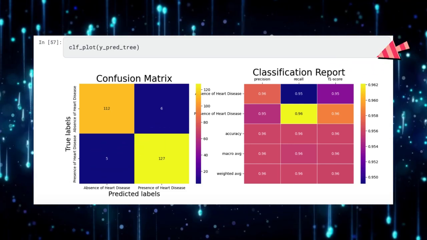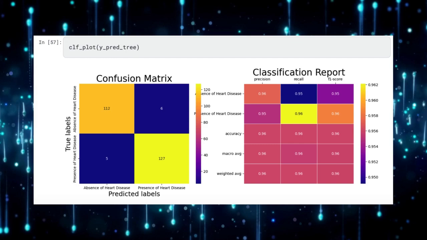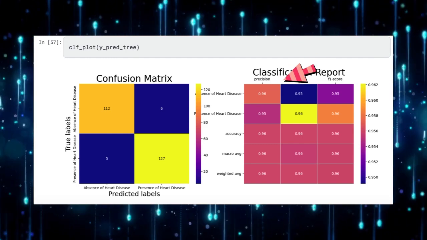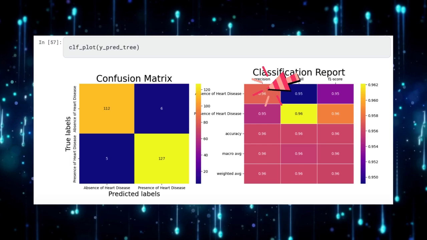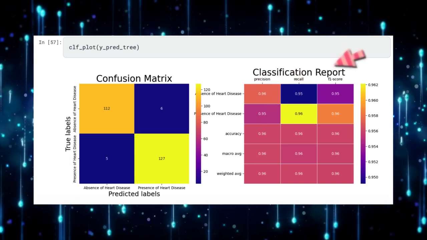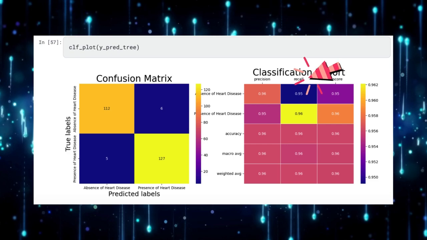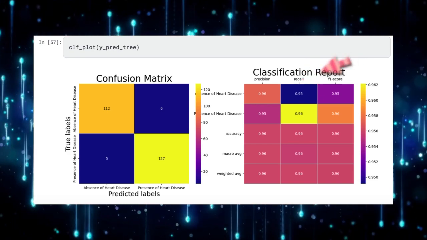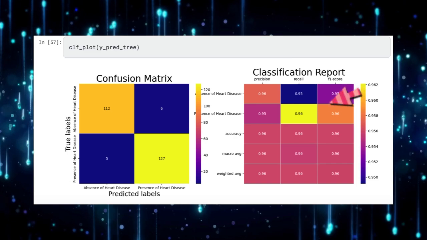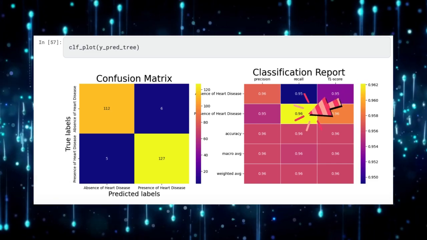Classification report. Precision indicates how many of the predicted positive cases were actually positive. Absence of heart disease 0.96. Presence of heart disease 0.95. Recall indicates how many of the actual positive cases were correctly predicted. Absence of heart disease 0.95. Presence of heart disease 0.96.